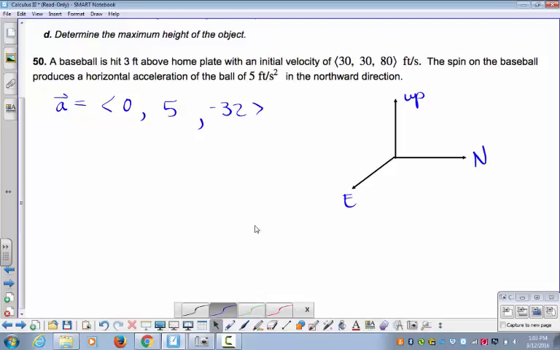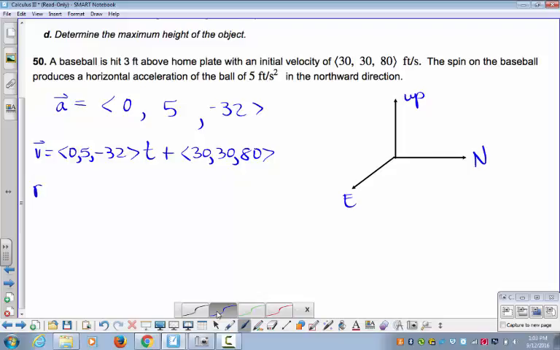So this is a constant vector. When you integrate a constant, you get a linear function of t. So when we integrate both sides here, we get the velocity vector. That will be the acceleration multiplied by t plus the initial velocity. The initial velocity is given to be 30, 30, 80. So that will be our velocity vector. If we want to clean it up, we can combine the x components, the y components, and the z components.